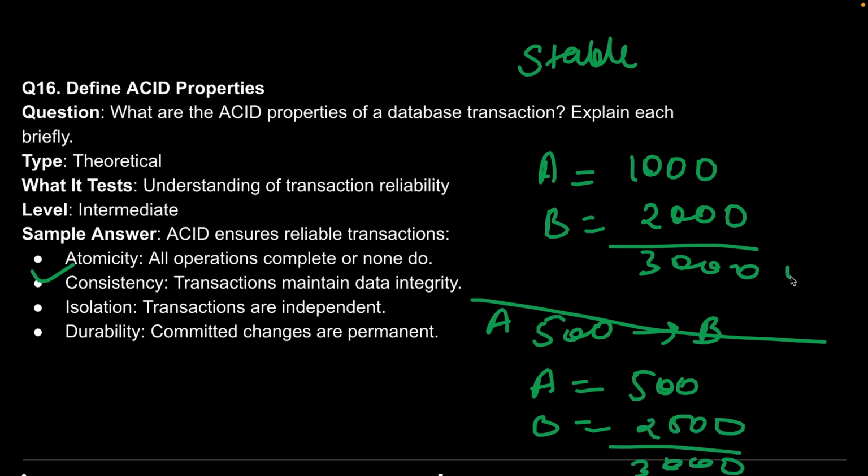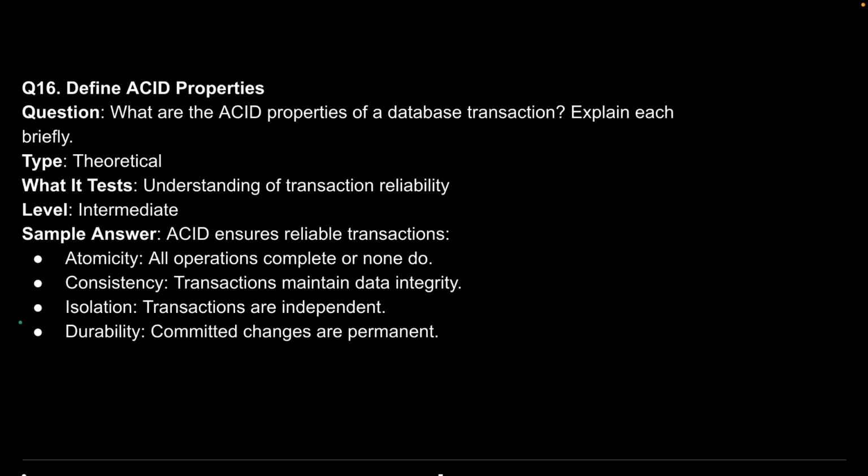So this is maintained, right? The total summation is maintained. There is no fault. So this is what consistency means. This is a stable state, and this is also a stable state. So this is what consistency means. Transaction maintains data integrity. And now let's go about isolation. In isolation, it says that transactions are independent.